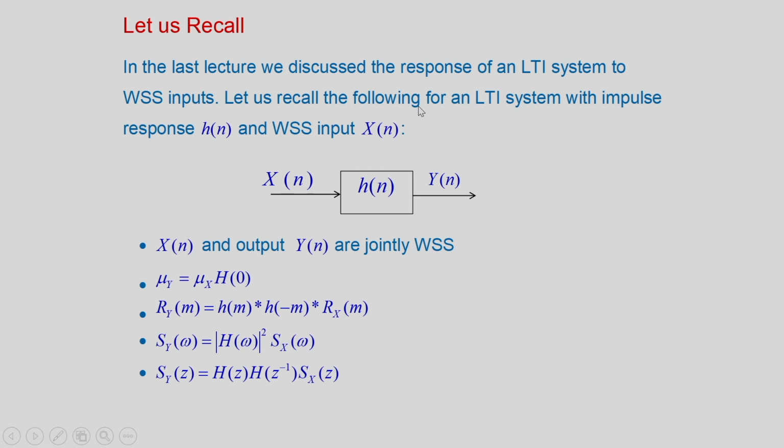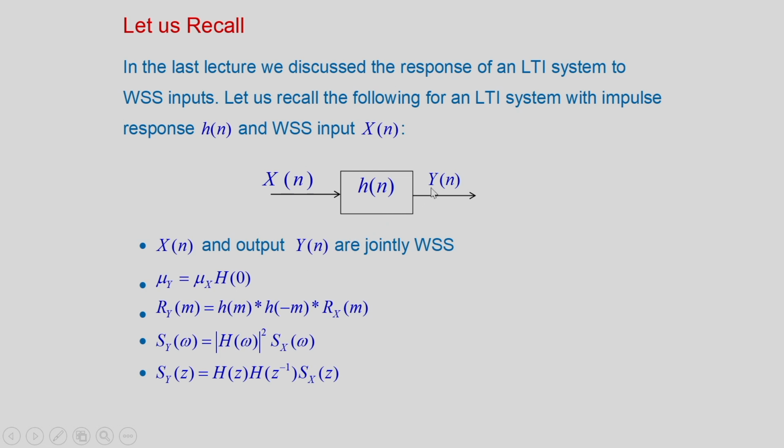Let us recall the following for an LTI system with impulse response Hn and WSS input Xn. So, this is the LTI system, impulse response Hn, and input is a WSS process Xn and output is Yn. We established that Xn and output Yn are jointly WSS. Then the process Y has a mean mu y which is equal to mu x multiplied by H0. H0 is the frequency response at 0 frequency.